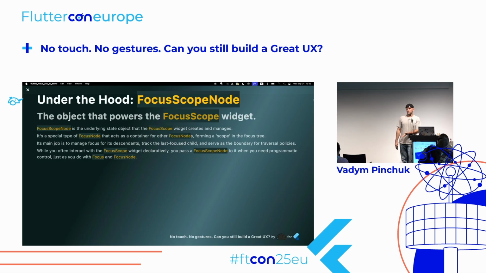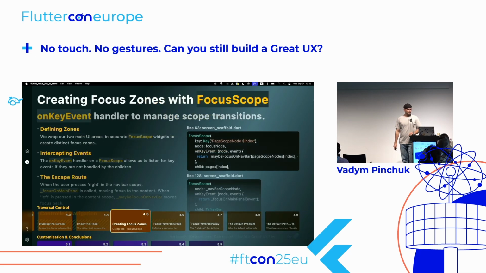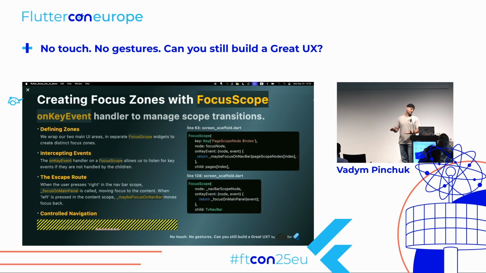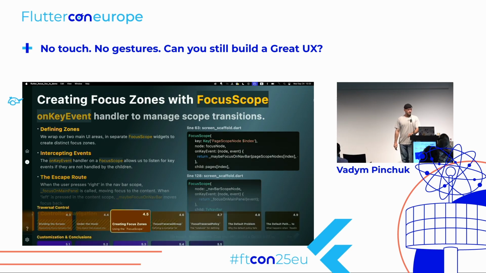Of course, by the same analogy as focus node and focus, we have a focus scope widget for that. And this focus scope widget has an overflow again. This widget is needed to wrap our zones or to scope our focus widgets in a specific zone. So for example, navigation or content zone. Pretty simple, same approach.